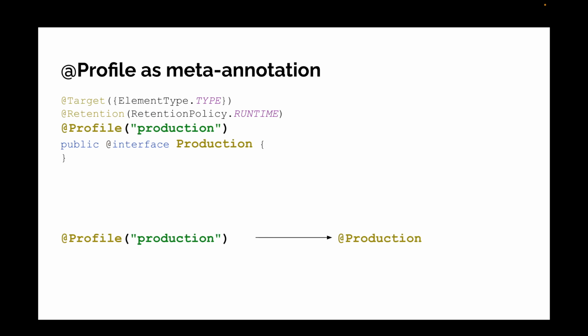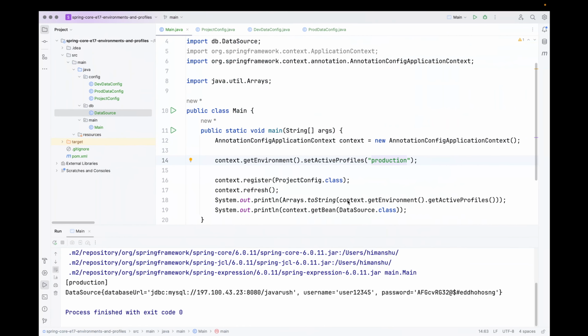Now you can use @Profile as a meta annotation as well. Let's say we don't want to use @Profile("production") at many places because it's error prone, so we can misspell production easily. In that case, you can create your own annotation called Production, and you can use that. So for that, we just create a Production annotation and annotate that with @Profile("production"). And now instead of @Profile("production"), we can use @Production. So let's see that quickly.